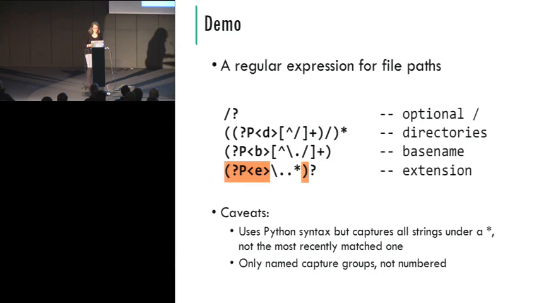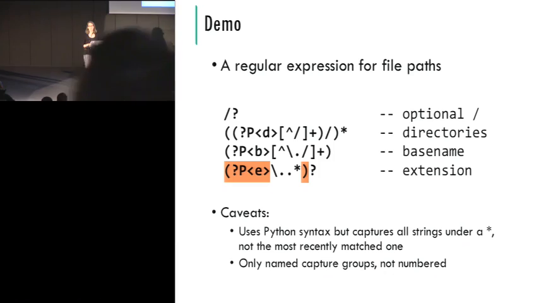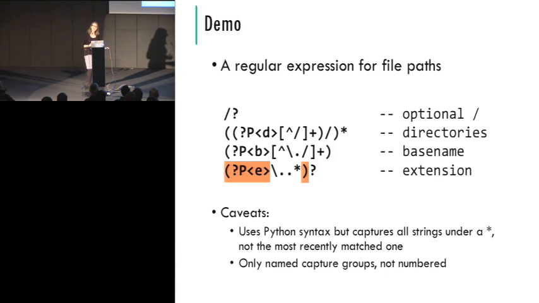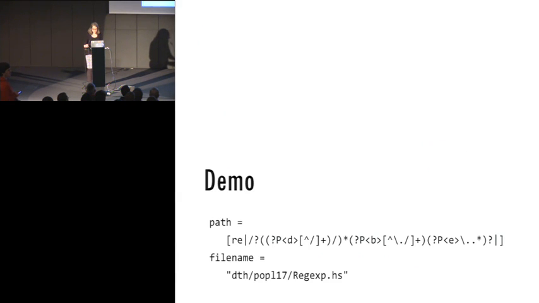Again, I'm using Python syntax because I needed a syntax for regular expressions. It's not quite the same semantics as Python, though, because I'd like to get all of the directories. Usually with capture groups, the semantics is you only get the most recently captured one, but I can get them all. The other thing is often capture groups use numbers to indicate which one you want. I wanted to give them names, so I like to refer to things by name. Okay, so let's switch now to Haskell and see this code in action.